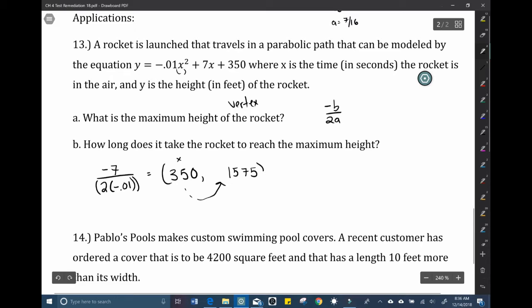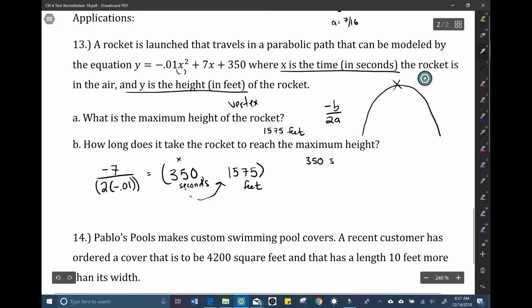1575. Okay. Now, when you're doing these, it's important to look at the units. X is the time in seconds. So this is seconds. Y is the height in feet. This is feet. The first part is what's the maximum height of the rocket. I'm not going to put seconds for that. I'm going to put the 1575 feet. Okay, imagine our rocket going up. Here it is at 1,575 feet. How long does it take the rocket to reach that? That is your 350 seconds.